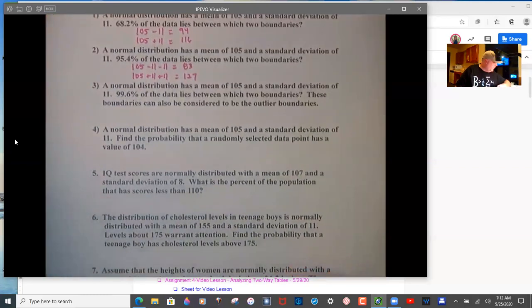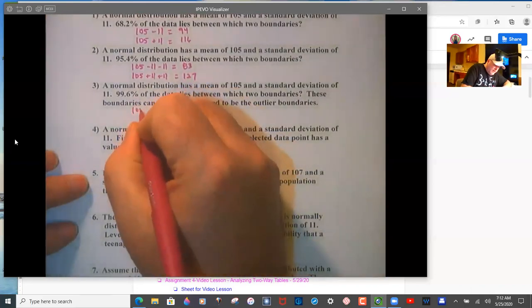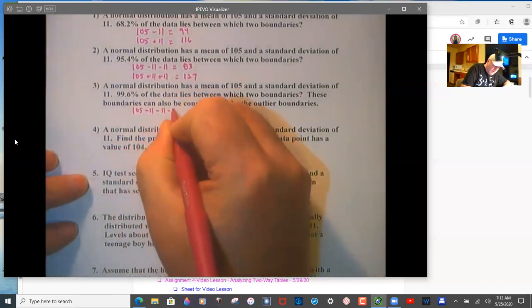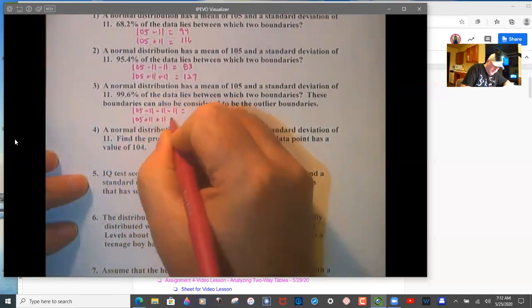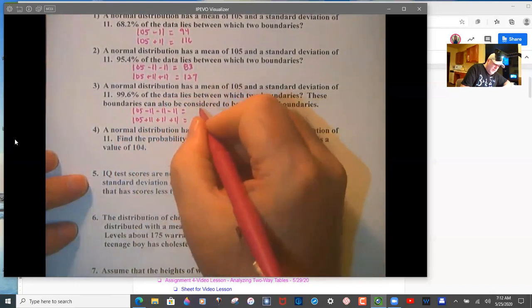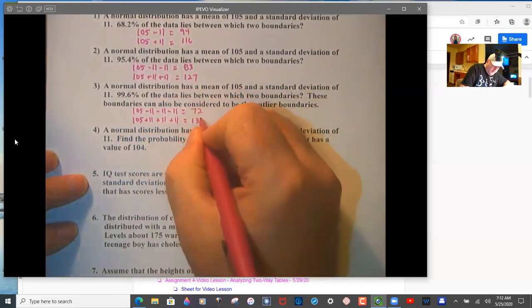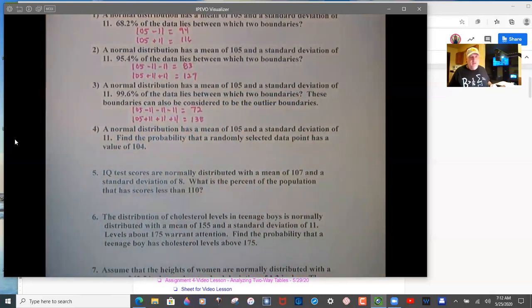This makes for good quiz questions, by the way. And then this one will be 3 times. This is also a way to get the boundaries for your outliers. So 72 and 138. Anything to the left of 72 and to the right of 138, that's another way of getting outliers, other than the way that we calculated with the 1.5 times the interquartile range, where you subtract and add from the Q1 and Q3, which is a little more complicated.